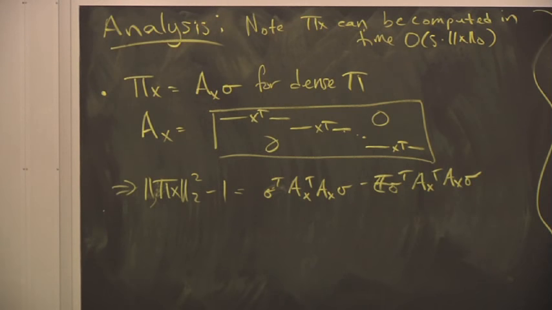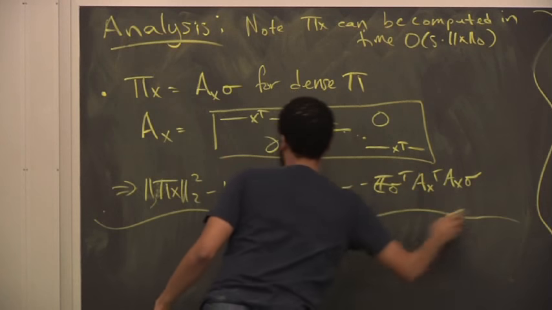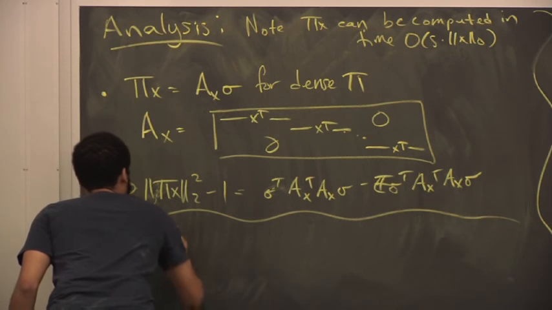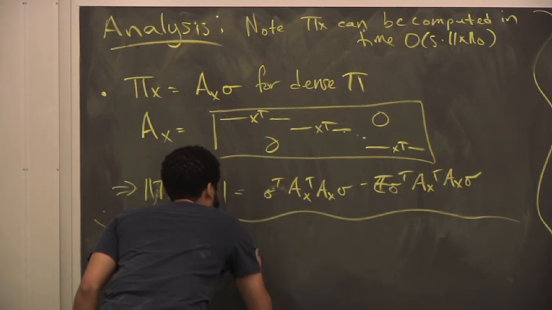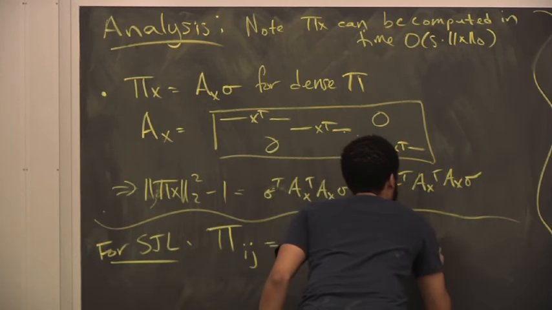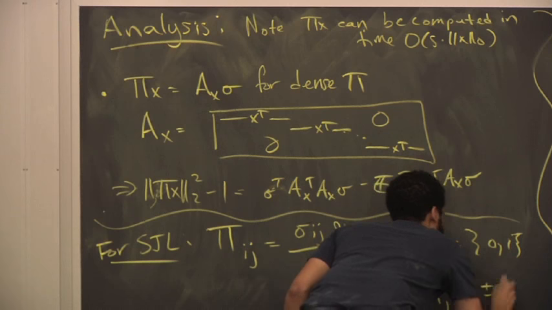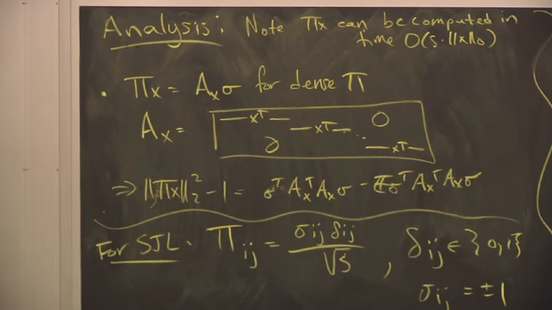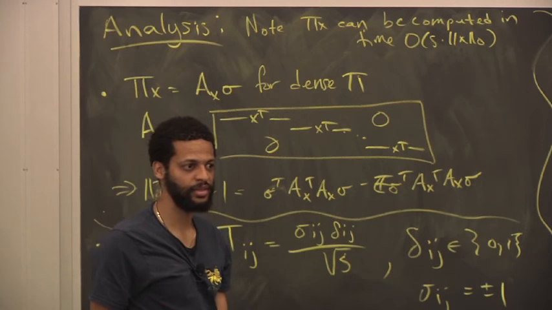What does pi x look like when we're using this matrix? So let me introduce some notation. For sparse JL, let's say that pi_ij is actually sigma_ij delta_ij over root s, where delta_ij is in {0, 1}, and sigma_ij is a random sign. So delta is just telling me whether or not that entry is non-zero. So delta is random. The deltas are not independent, right? Because you know that there are exactly s non-zeros per column, for example. They're not independent.